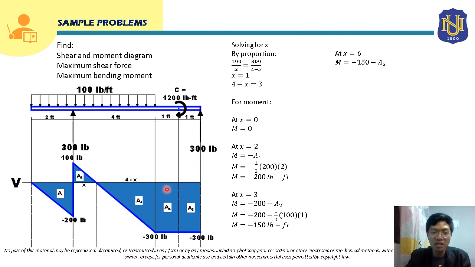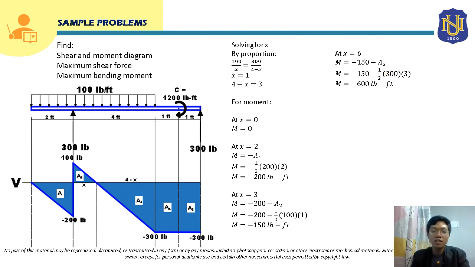This is below the x-axis, that's why it's negative here. The area of this triangle is 1/2 base times height. Its base is 4 minus x, which is 3, and its height will be 300. So therefore, the moment here will become negative 150 minus 1/2 times 300 times 3. So the moment here will be negative 600 pound-feet.